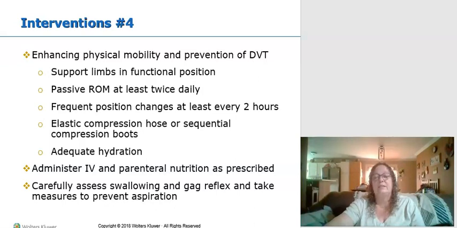adequate hydration, administration of parenteral or enteral nutrition as appropriate, and careful assessment of swallowing and gag reflex and measures to prevent aspiration. Early on, make sure we get speech pathology involved, and then they may progress from there, and then they may need to come back and retrain them as their sensation and movement comes back.